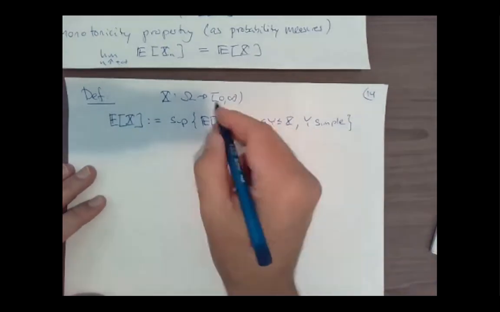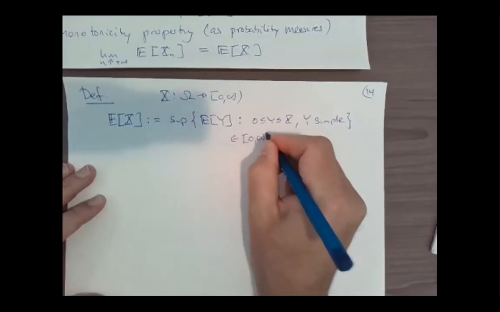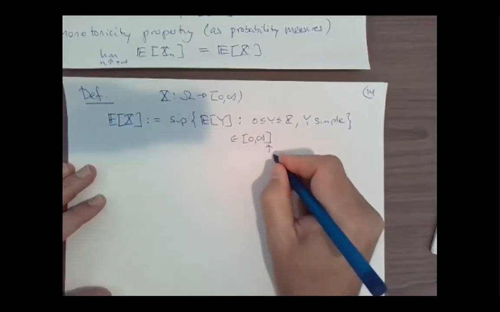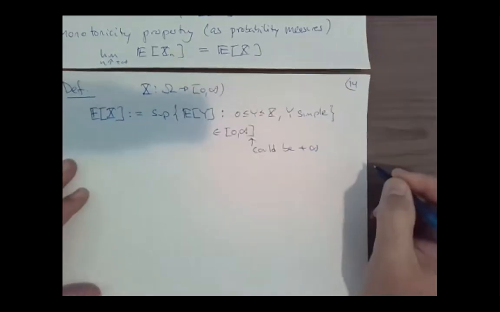Right, so this here is going to be a number. It's going to be a positive number, but it could be plus infinity.